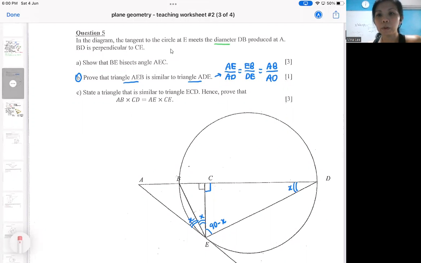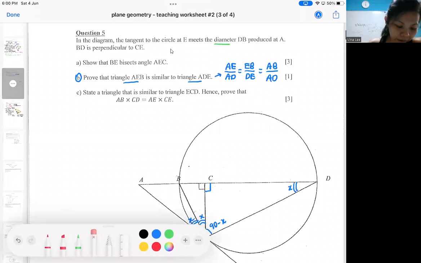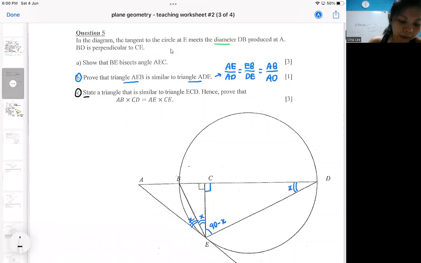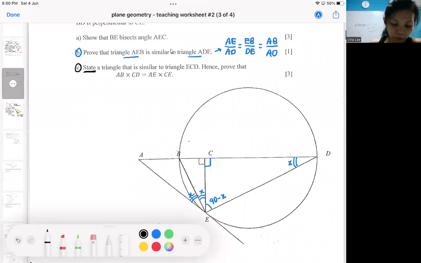So now I'm going on to part C. I retain the algebra that I had set up in part A, and also from part B, because of the similar triangle, I have the 3 ratios. For part C, you are asked for another pair of similar triangles. This is a state question, so you need to state the triangle that is similar to ECD. There is no need to prove.